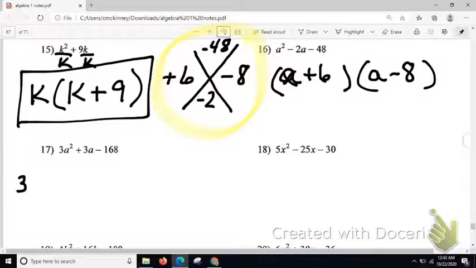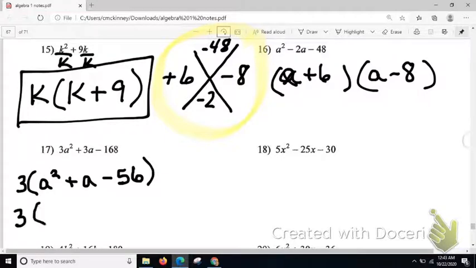So we're taking everything divided by 3. So I get a squared plus a. And when I divide negative 168 by 3, I get negative 56. So GCF stays part of our answer. Two sets of parentheses. Each one gets an a. 1 plus, 1 minus. So then what multiplies to be 56 and subtracts to be 1?